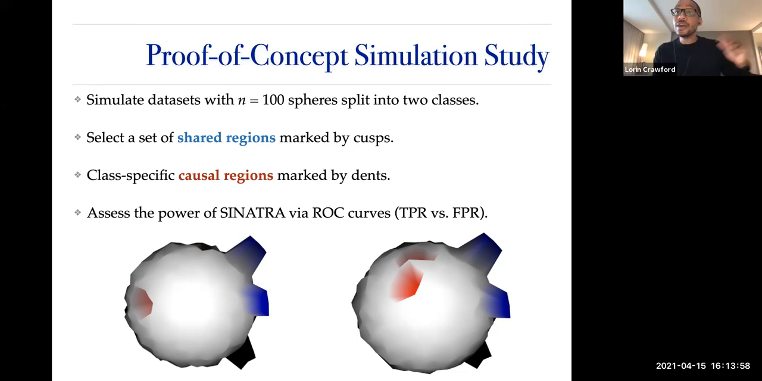And then we're going to say, SINATRA, can you identify the vertices that are in the causal regions and not anywhere else in the shape? The same kind of idea of building a ROC curve like we would do in genetics and other areas of statistics.